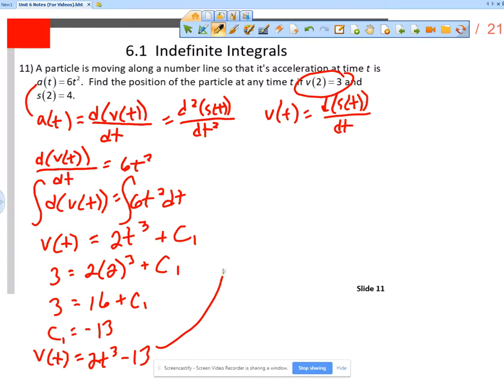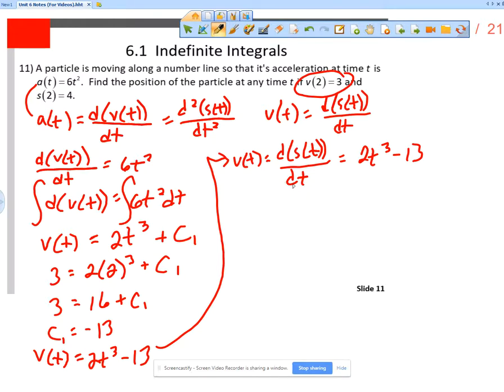Now, we next need to remember that v of t is the derivative of s of t. We just said that, ds of t over dt. And so that equals 2t cubed minus 13. So now, once again, just like earlier, we're going to multiply by dt. So I get ds of t equals the quantity 2t cubed minus 13 dt. I use parentheses so that we realize that dt is being multiplied by this whole thing. Then the next step is to integrate. The parentheses are equally important because we have to remember that the integral applies to everything in there.